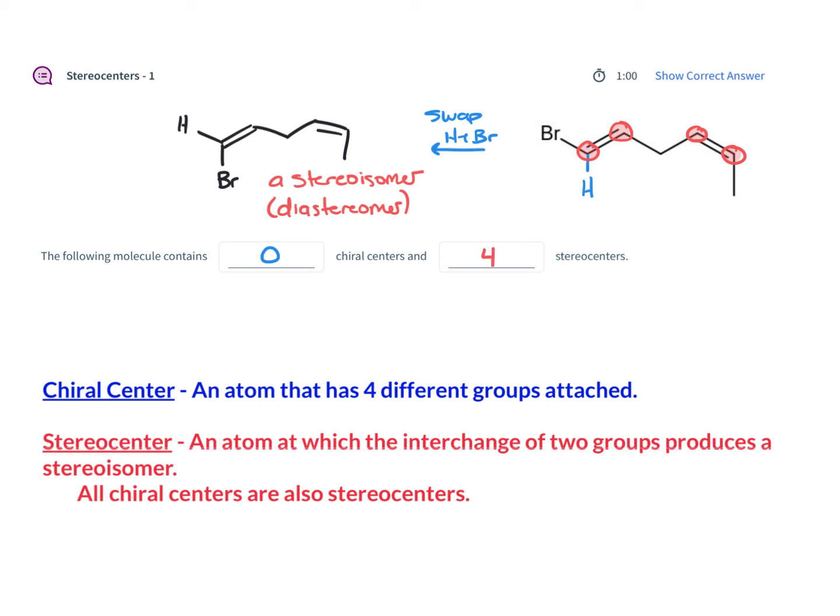Now, for this one, I would also accept 2, and if you were doing that, that would be considering the alkene as an entire stereogenic unit.